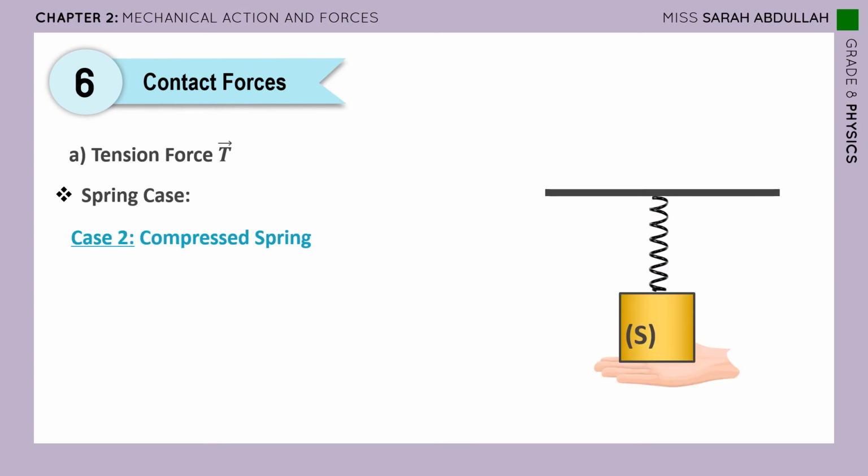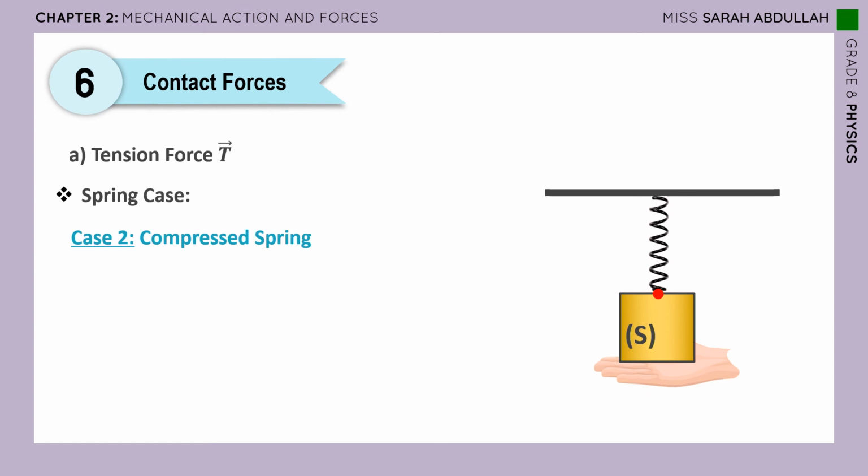Case 2 is the case of a compressed spring. So let's take this example. We can see that this hand is pushing the object upwards. So the spring in this case is not elongated. It is now compressed. And in the case of a compressed spring, first of all, the point of application will be the same. It is the point of attachment, the point of contact. This is where the tension force is applied.